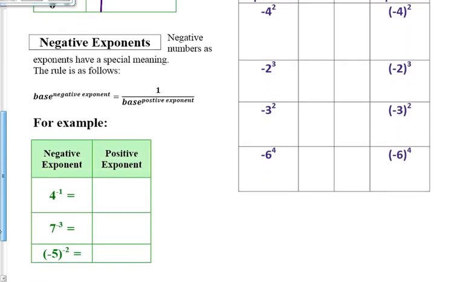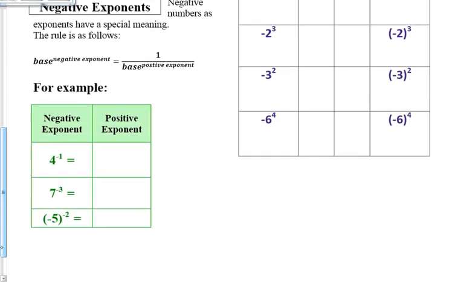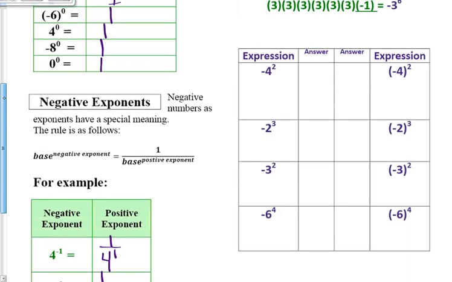Now our next step is negative exponents. We don't want to write negative exponents. We're going to write them with a positive exponent, so we just do the inverse. We write it over 1, as 1 over 7 to the 3rd. This one we're going to keep the negative 5 because that's our base, and we're just going to write it to the 2nd.